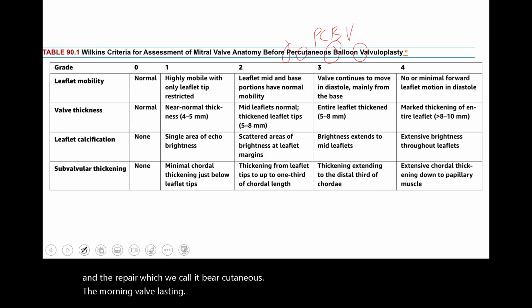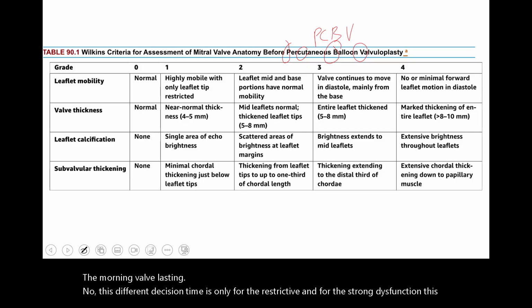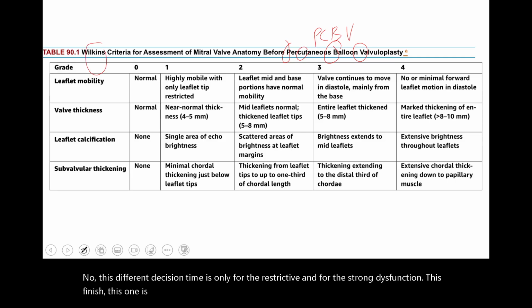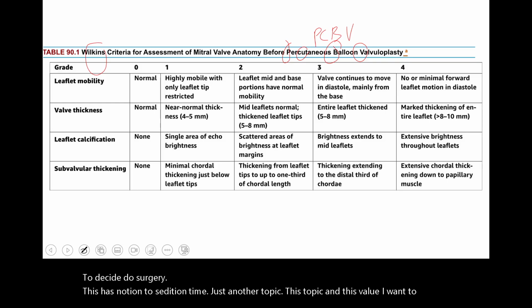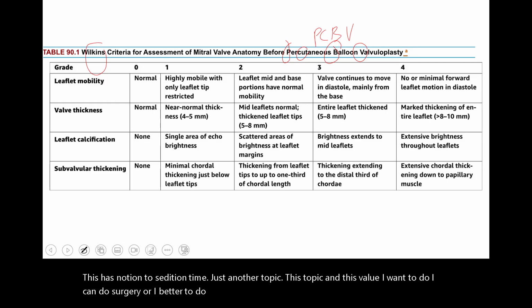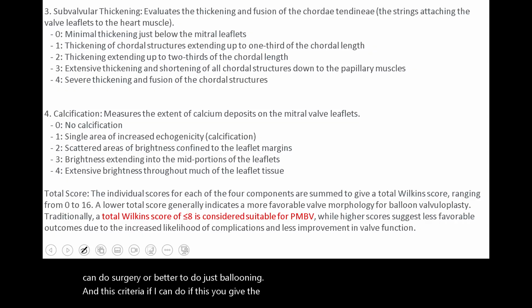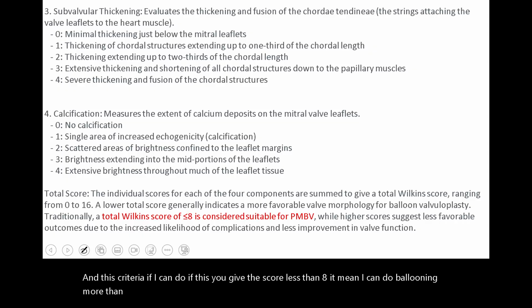No, this is different. Deceleration time is only for the restrictive and for the diastolic dysfunction. This is finished. This one is the criteria to decide to do surgery or not. This has no relation to deceleration time. This is another topic. This topic, this valve, I want to fix it. Can I do surgery or is it better to do just ballooning? And this criteria tells you if the score is less than 8, it means I can do ballooning. More than 8, I have to do replacement surgery. Yes.